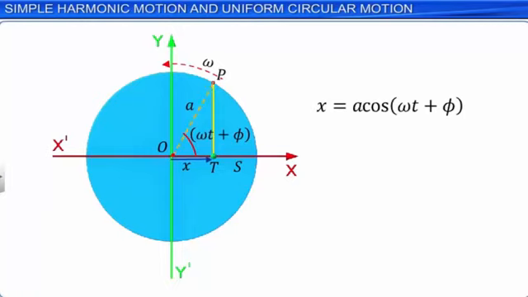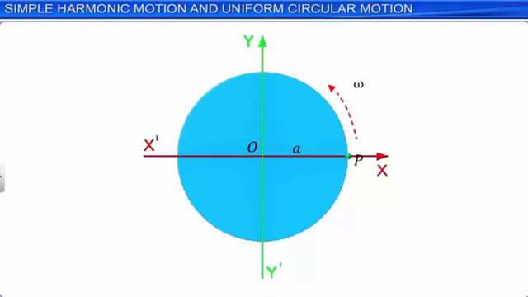If the revolving particle began its journey from the end of the diameter, then for the projection on the diameter along the y-axis, its displacement will be 0, and the initial phase angle phi would be 0. Then, displacement y is equal to A sine omega t, which is equal to 0.